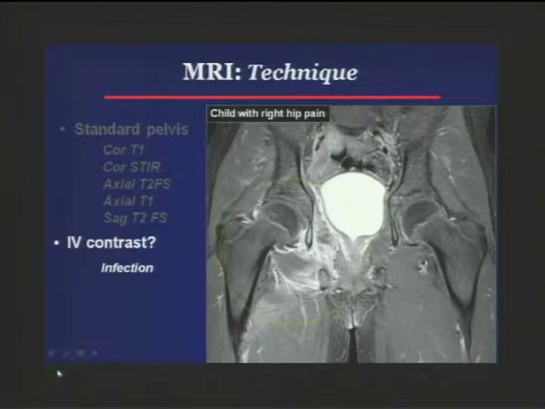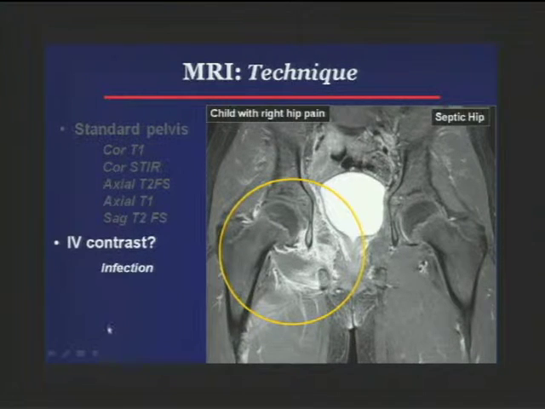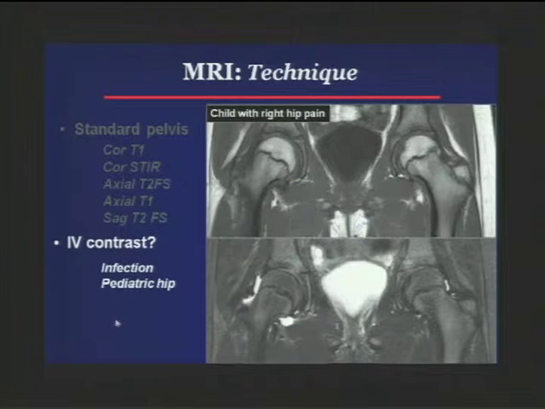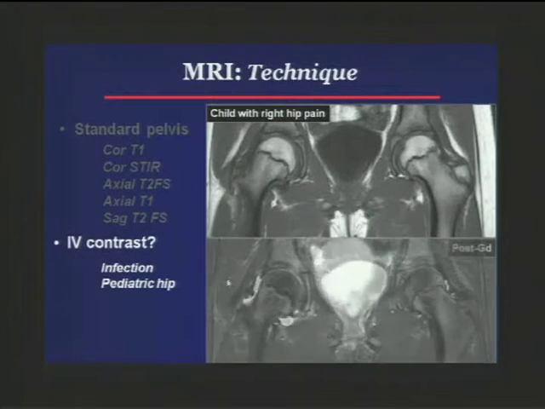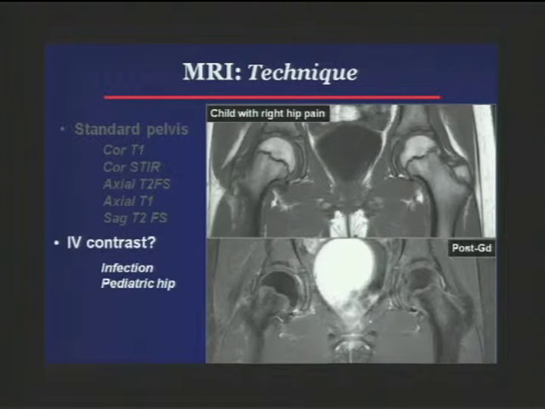Contrast we use for infection. This was a child with a septic right hip. We also use it in the pediatric hip when we're trying to sort out whether there's infection or some other cause, because we've had a couple of cases like this, absolutely normal except for a small effusion on the right. When we gave contrast, you'll notice the lack of enhancement in that right capital femoral epiphysis.